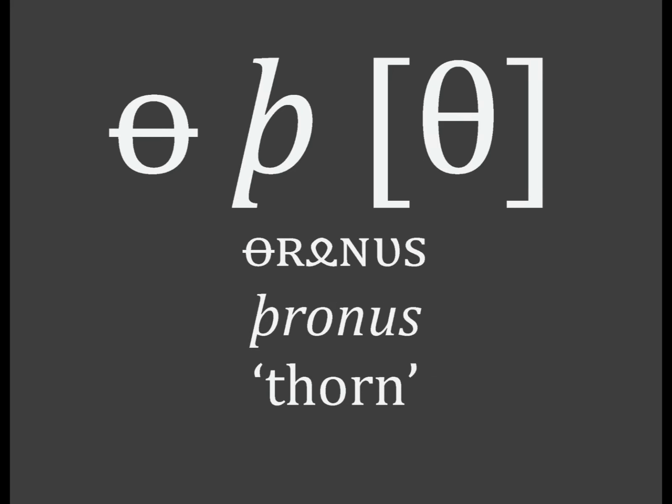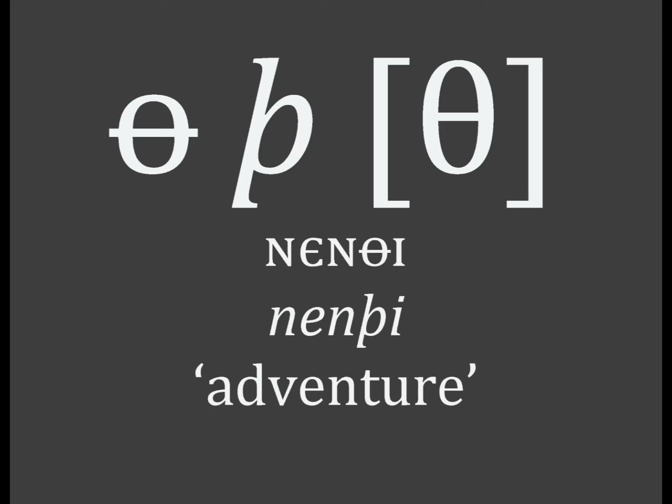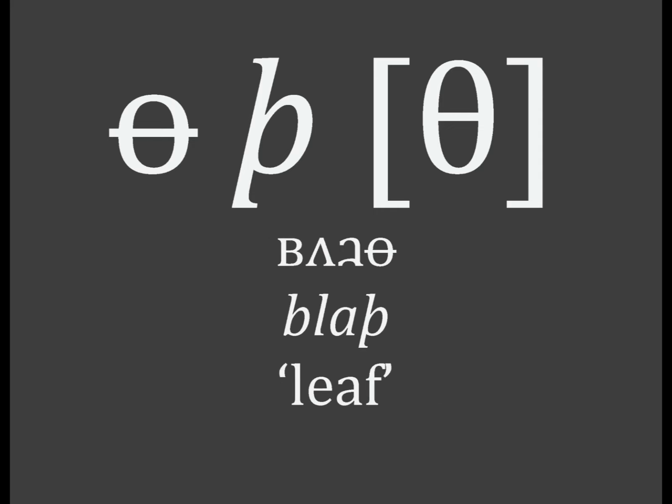Thronus means thorn. It is an unvoiced interdental fricative, pronounced like the th in think or bath. It is transliterated as the letter thorn, which used to represent this sound in Old English, and is still used in languages like Icelandic. Thaguns, dishes. Nenthi, adventure. Bluff, leaf.